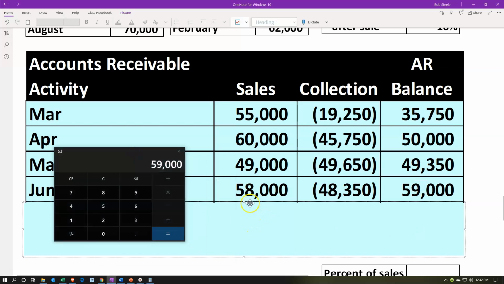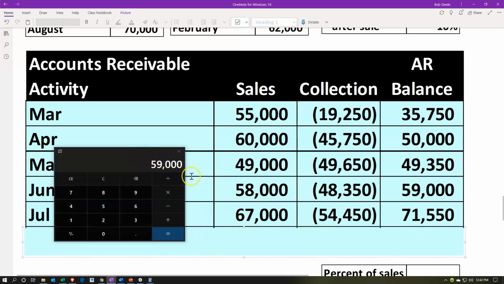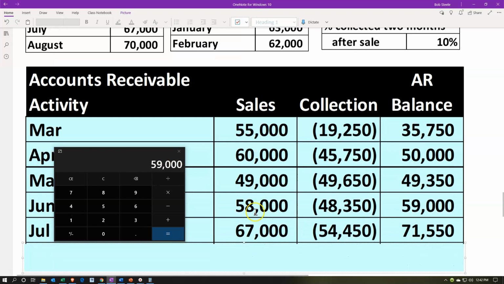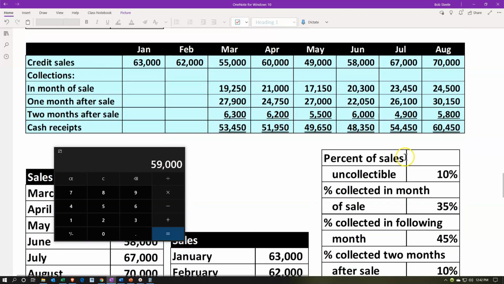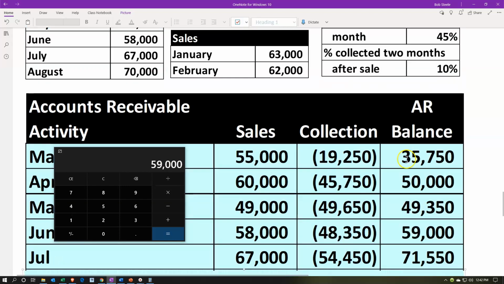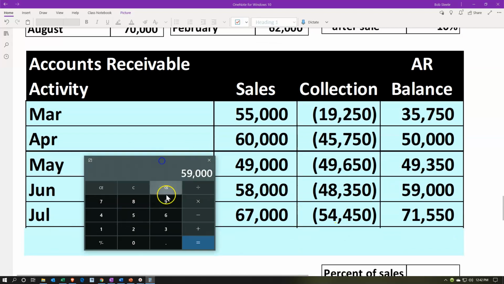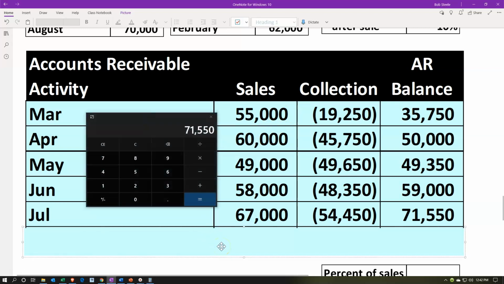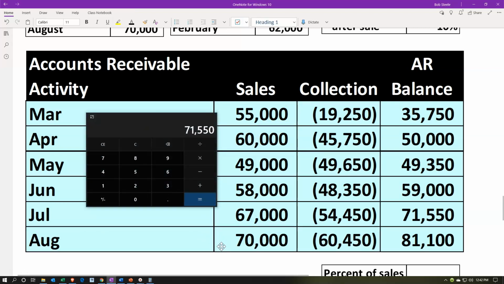So then in July, we have the 67,000 here. We have the collections in July, 54,450. So if we then take the 67,000 minus the 54,450, we get the 12,550 increase plus the prior balance, the 59,000, is the 71,550. Let's do it one more time because that's all we have to do. The fun has to stop sometime.